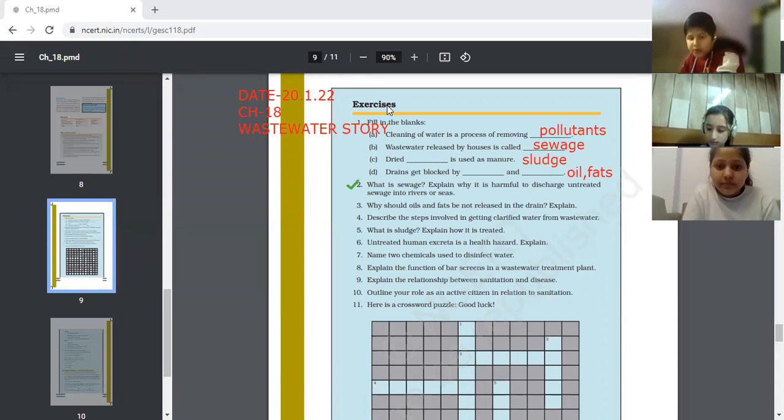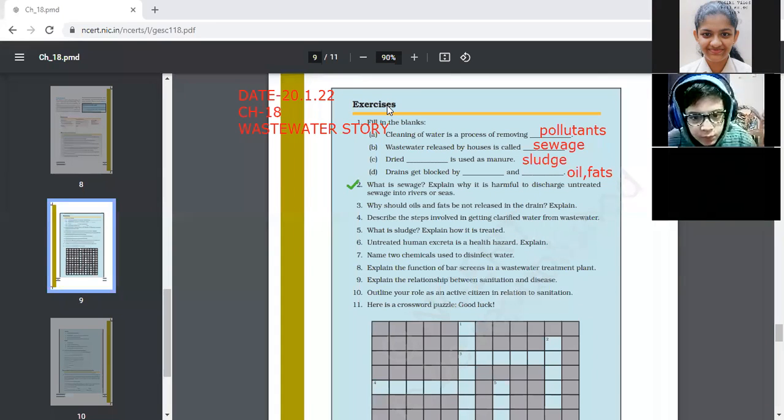So kindly raise hands. What is sewage? Explain why it is harmful to discharge untreated sewage into the rivers and seas. So first of all, you have to tell what is sewage. Yes, Tanvi has raised her hand. Yes, ma'am. Sewage is a liquid containing waste which is disposed by households, industries, and agriculture activities in water. It is harmful to discharge untreated sewage into rivers or seas because it can pollute the whole source of water. Sewage contains harmful substances and disease-causing organisms. Okay, good. So that's why it should not be discharged untreated into the rivers or the seas. Before throwing it into the rivers, it should be treated.